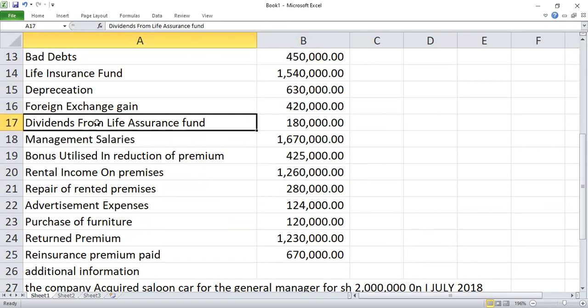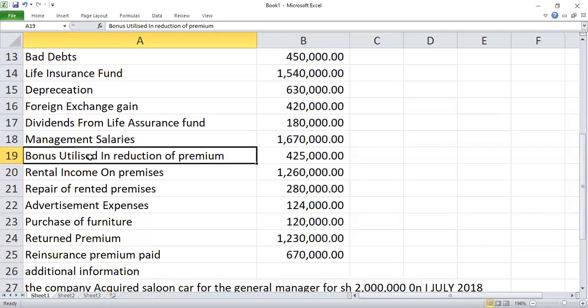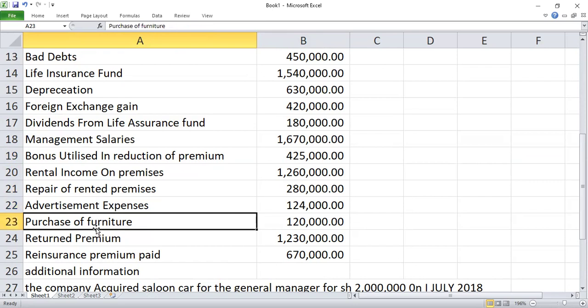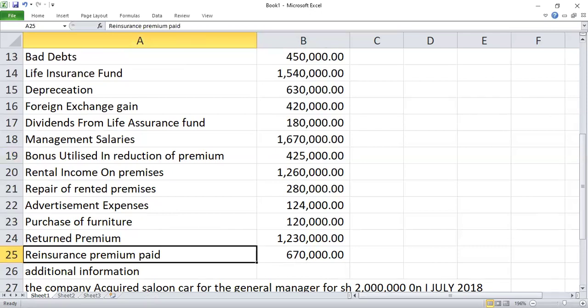Dividend from life assurance fund, 180,000; management salaries, 1,670,000; bonus utilized in reduction of premium, 425,000; rental income on premises, 1,260,000; repair of rented premises, 2,080,000; advertisement expenses, 124,000; purchase of furniture, 120,000; return premium, 1,230,000; reinsurance premium paid, 670,000.